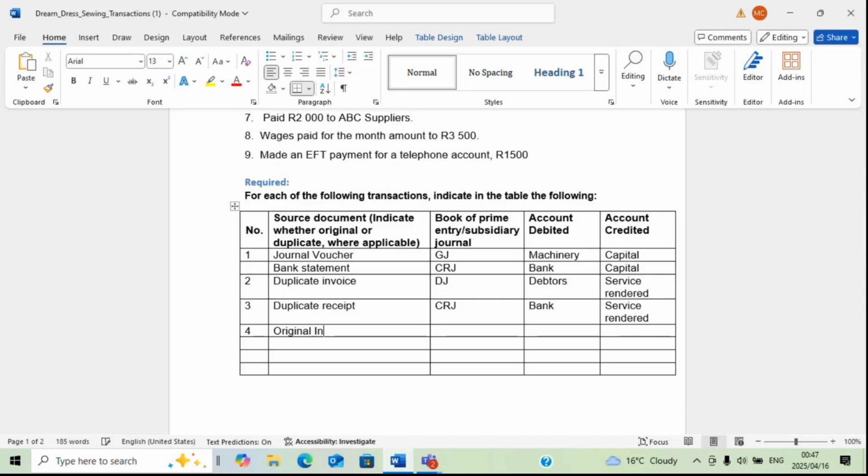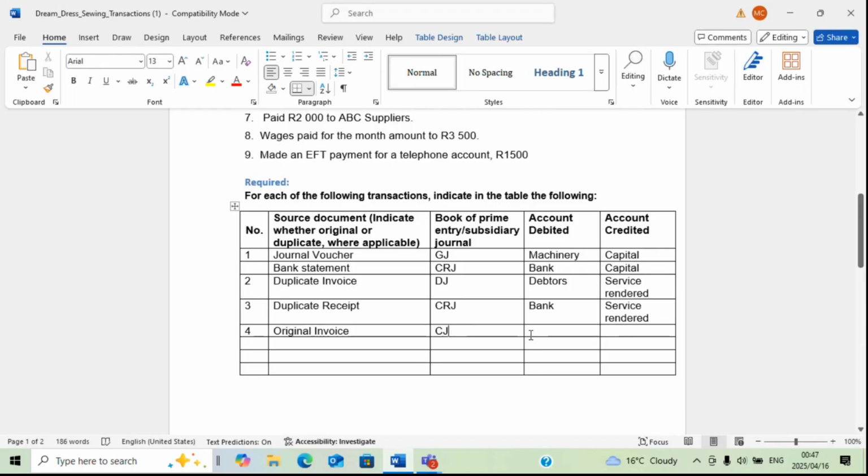Original invoice. And then you're going to record the book of prime entry. The book of prime entry is going to be the creditors journal. Creditors journal is CJ, right? CJ. Okay.